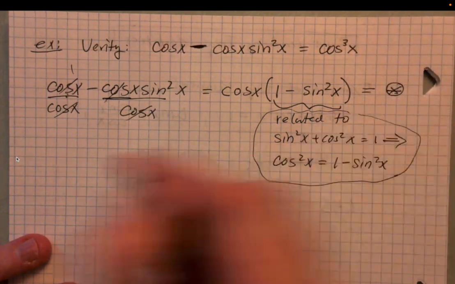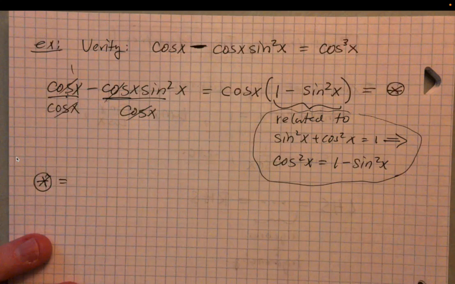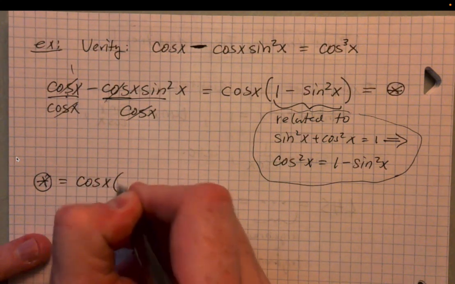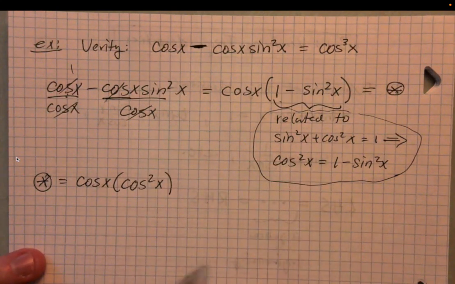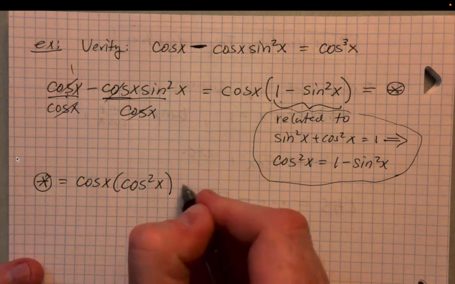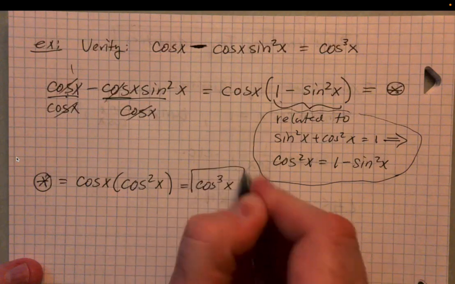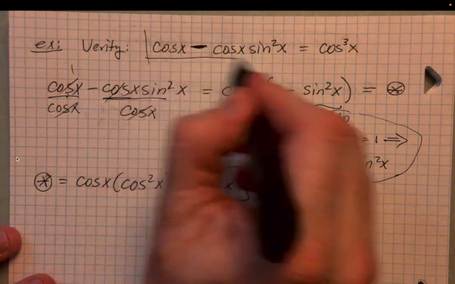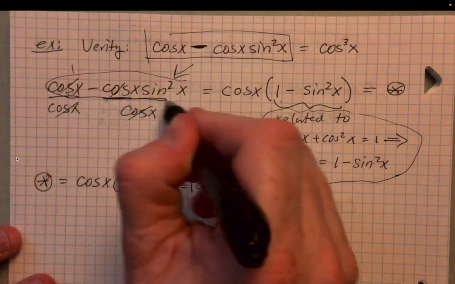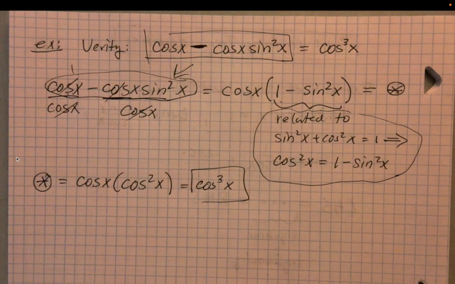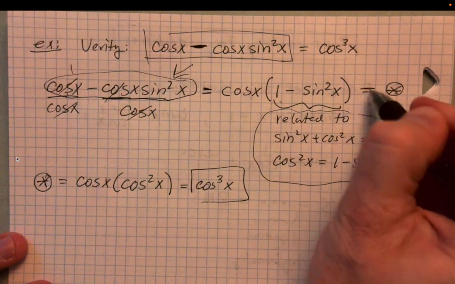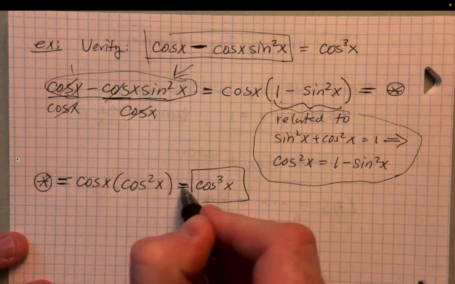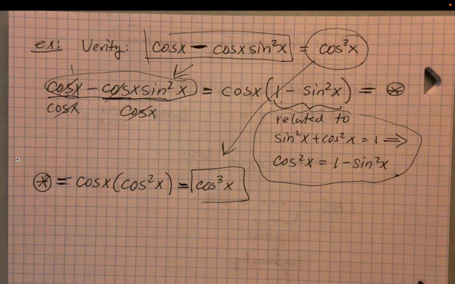So I'm going to rewrite this down here on the lower line, and that's equal to cos x. And now instead of 1 minus sine squared x, I'm going to plug in a cosine squared x. And so obviously, this is just cosine cubed x. We started out with this expression here, minus all this chicken scratch with the denominator there, and through a series of algebraic maneuvers, we say that's equal to this, and then it's equal to this, and that's the other side. All right, so we have verified this identity.